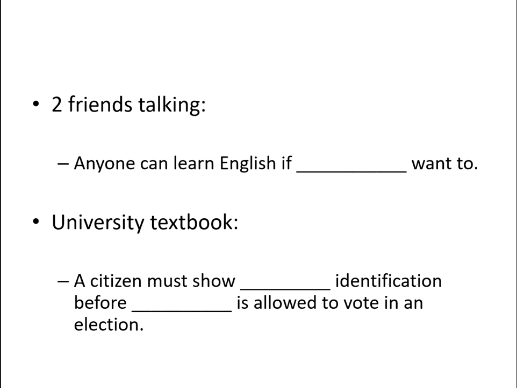But in a university textbook, they will use more formal English. So in a situation like this where we have a student, they would say a student must show his or her identification before he or she is allowed to vote in an election. So for formal English, we'd say his or her, he or she, but with informal English, especially when we use indefinite pronouns, we probably just use they, their, or them.